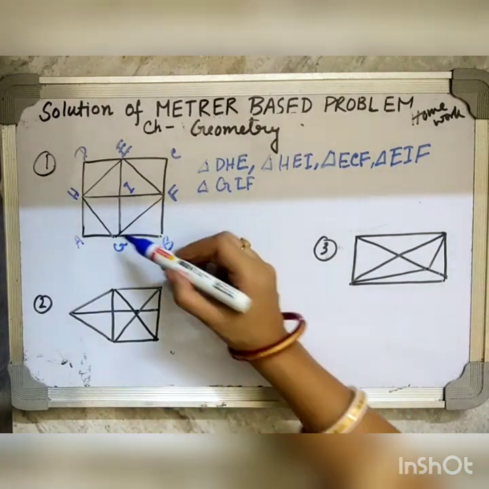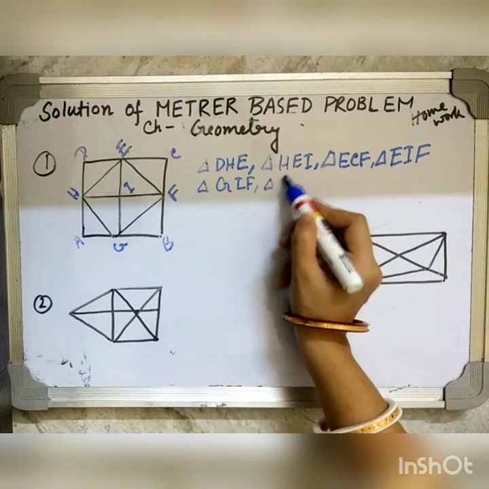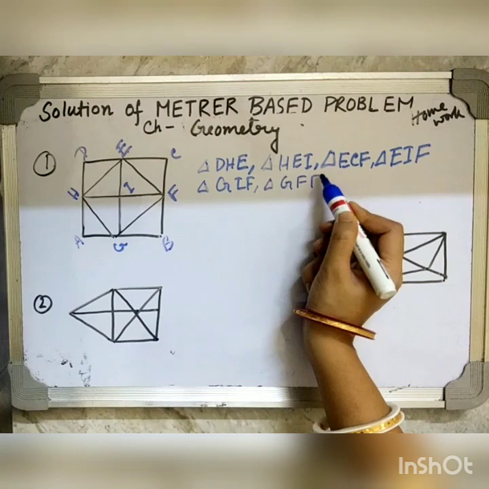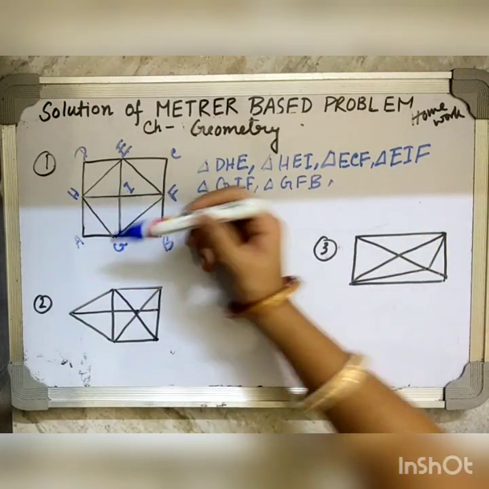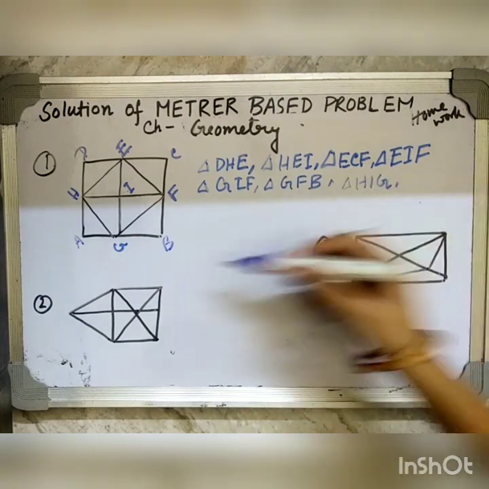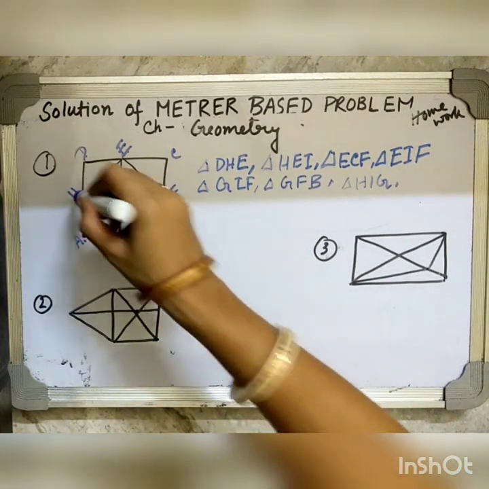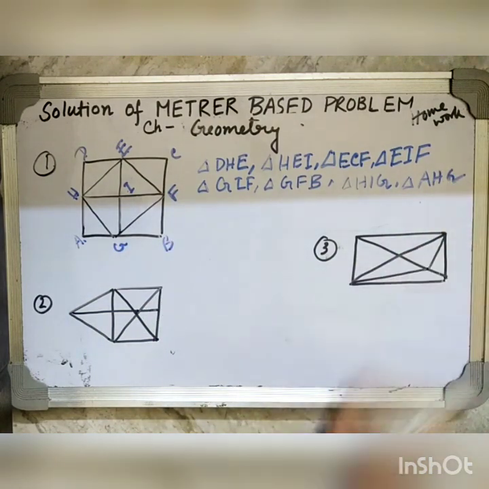GIF. For this one, triangle GFB. Now for this one, triangle HIG. For this one, triangle AHG. Okay. Now, which are the triangles which are left? You have to find it out.